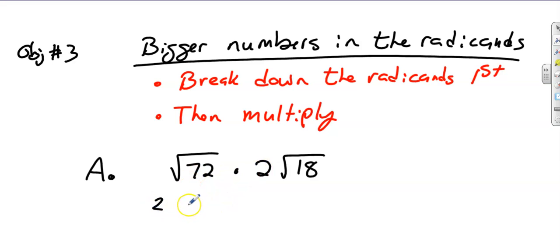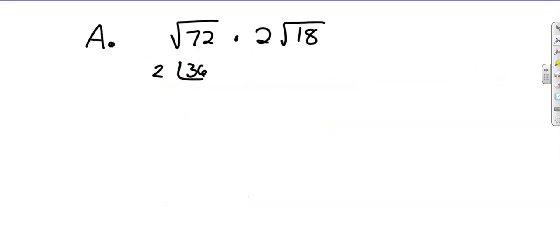2 will go into 72, 36 times. And maybe you go, wait, if 72 is 36 times 2, 36 is a perfect square, right? So for that one, no, let me back up here for a second. That would be 36 times 2. Take 72 and break it down. 36 is that perfect square number, so that's really just 6 square root of 2.